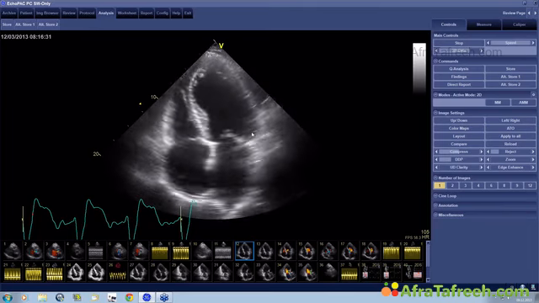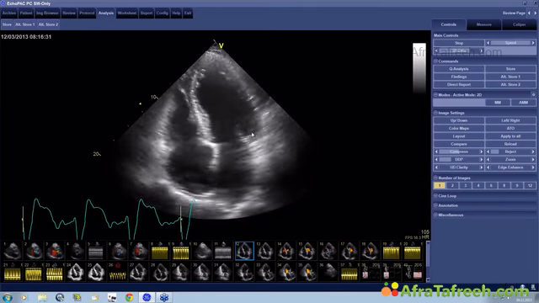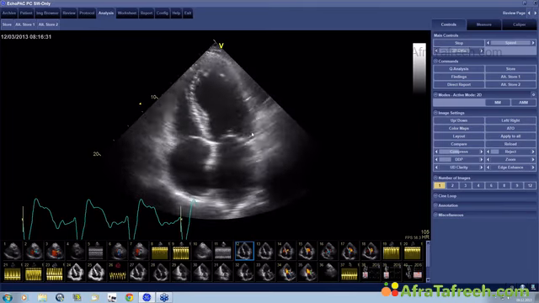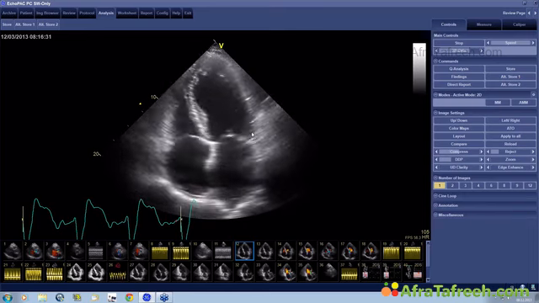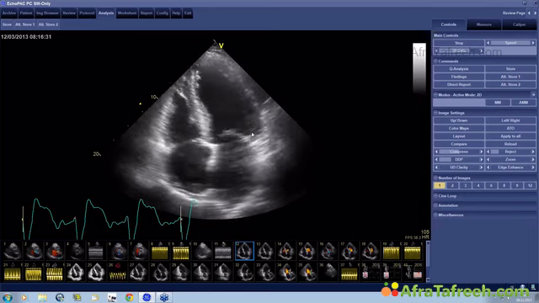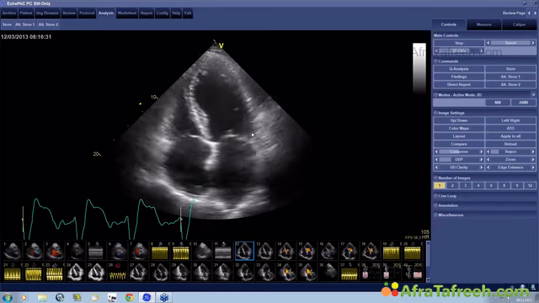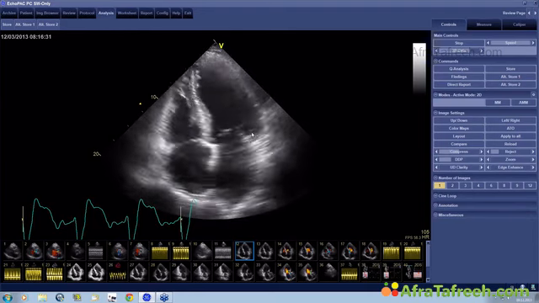Oliver, are we getting any answers here? Okay. Panagiotis says it's the synchrony. There are some people who think it's septal dyskinesia. Well, Panagiotis is completely right.